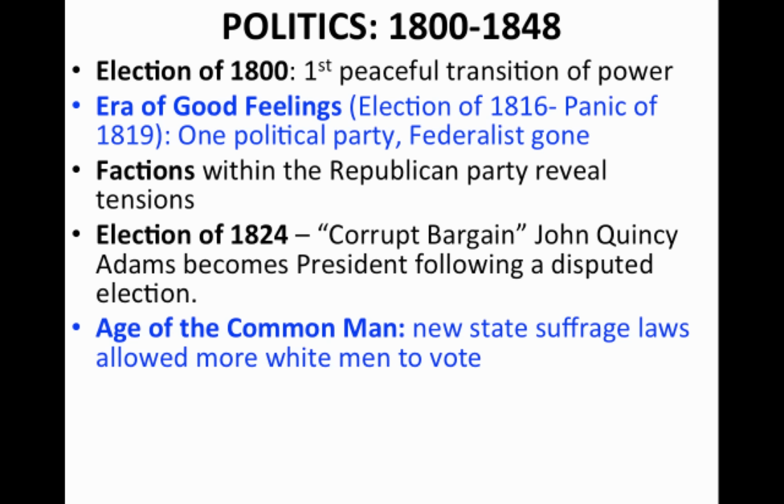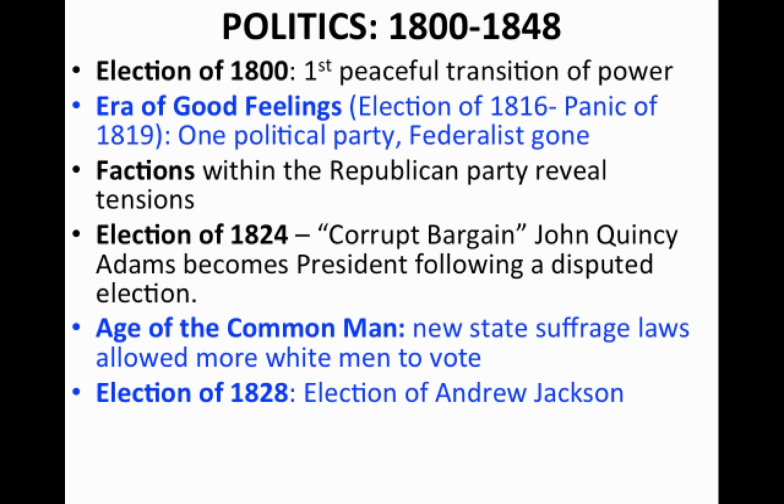All throughout this period, historians have kind of pointed it out as the age of the common man, as new state laws are passed which allow for more white men to vote. And so property requirements are done away with. And so you have this huge increase in the number of people participating in the electoral process.